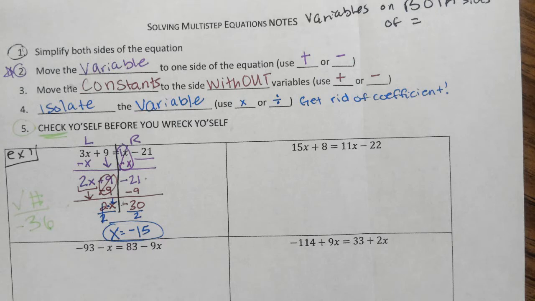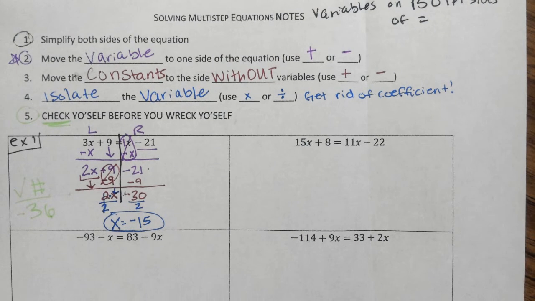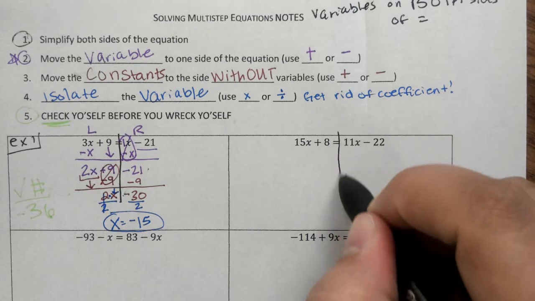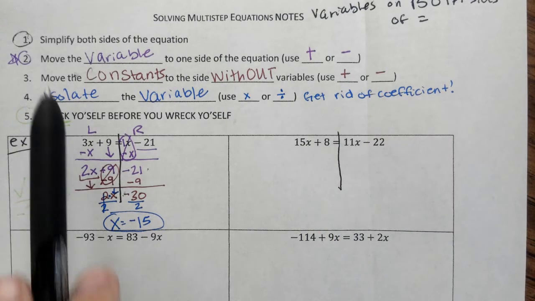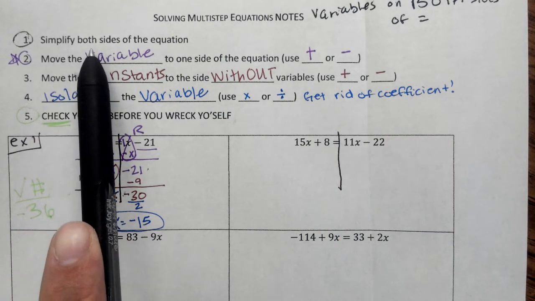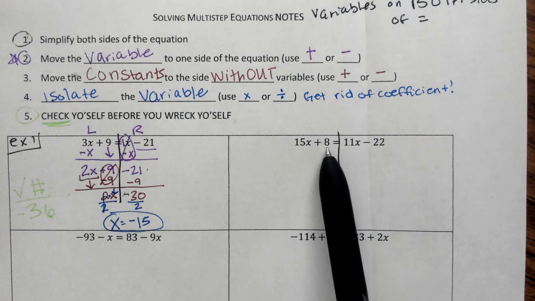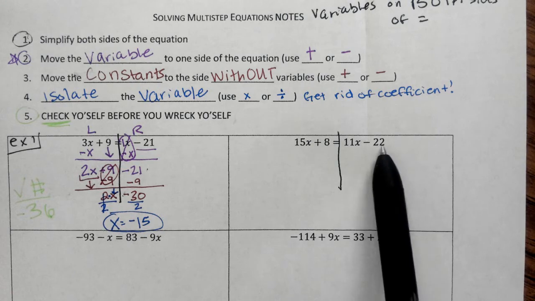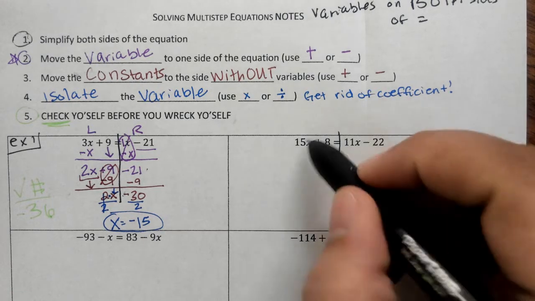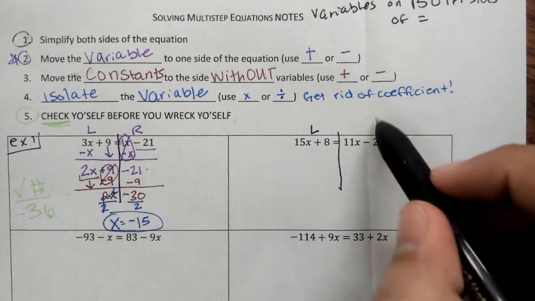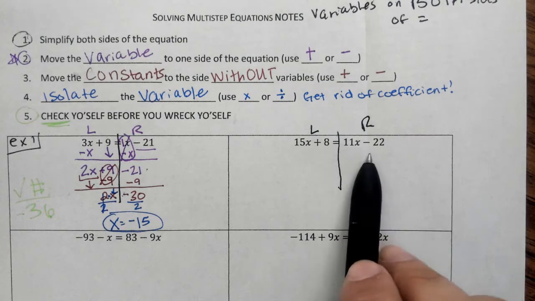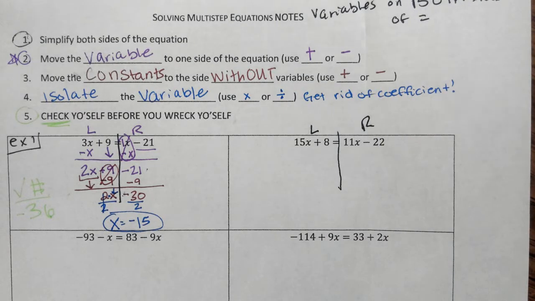Okay, the second example, we'll look at the box to the right of that. It says 15x plus 8 equals 11x minus 22. And first we'll draw that line down the equal sign. Remember, the first step is really to simplify both sides of the equation. On the left, I have 15x and 8. On the right, I have 11x and negative 22. Since I cannot combine 15x and 8, and I cannot combine 11x and minus 22, then that step is already done for us.